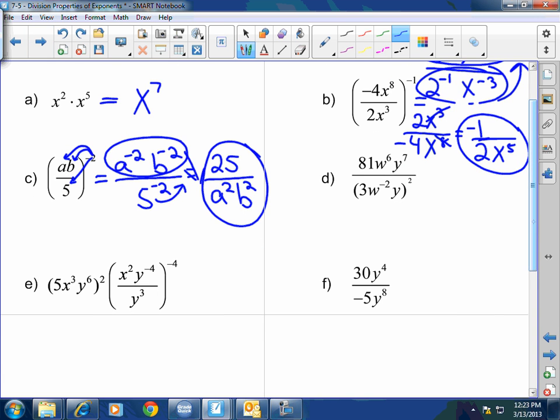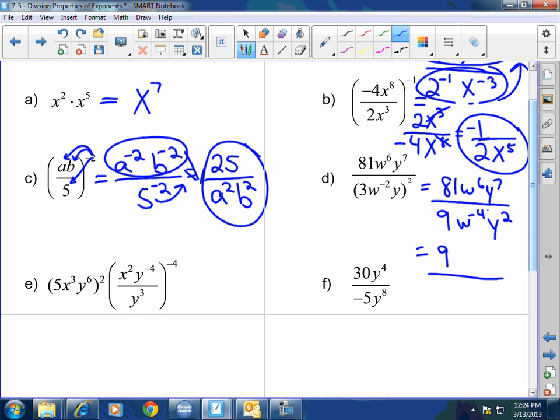Okay, here. What do I got here? Okay, 81 w to the 6th, y to the 7th, over 3 squared, which is 9, w to the negative 4, and y squared. Is everyone with me so far? Are you sure, guys? Okay. What's 81 divided by 9? 81 divided by 9. 9.